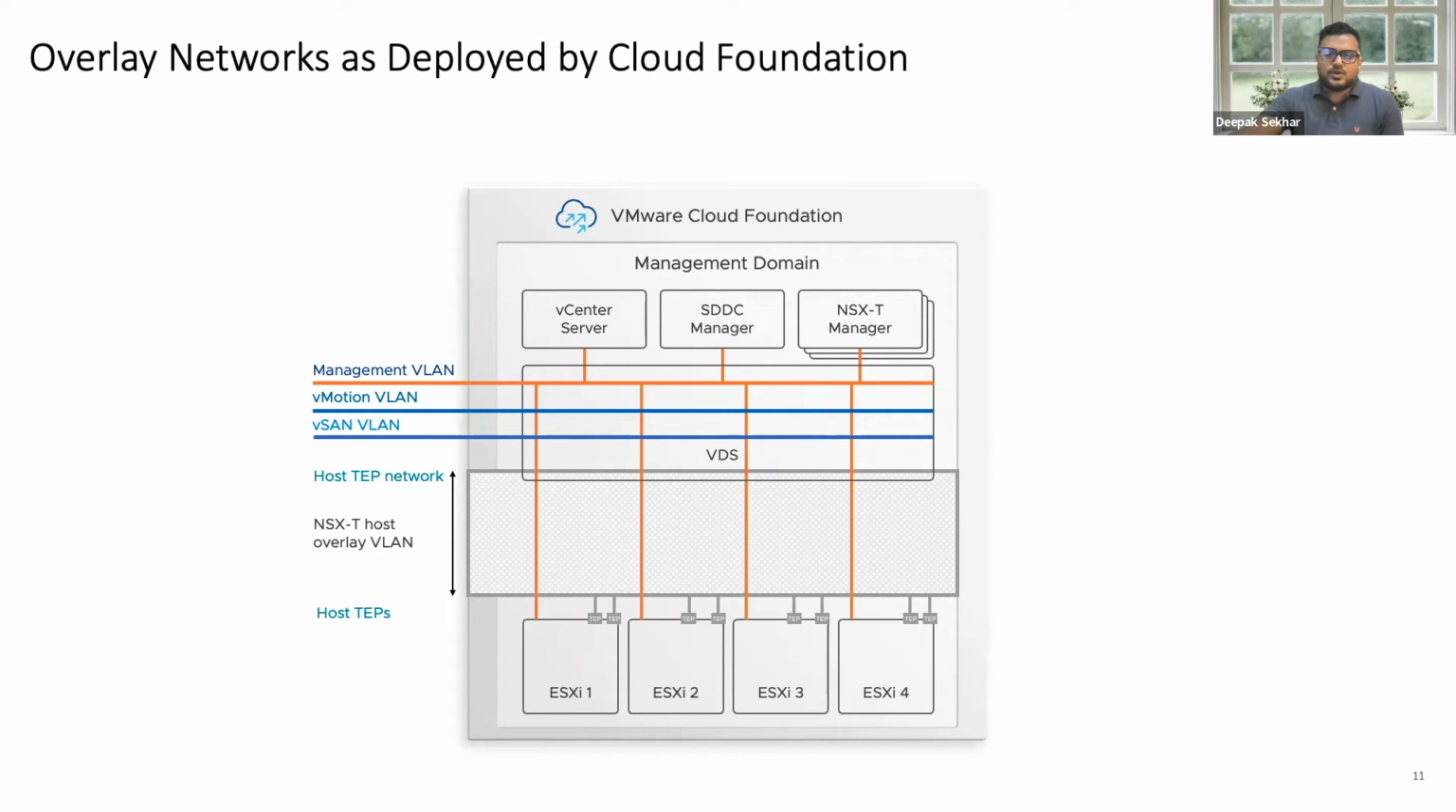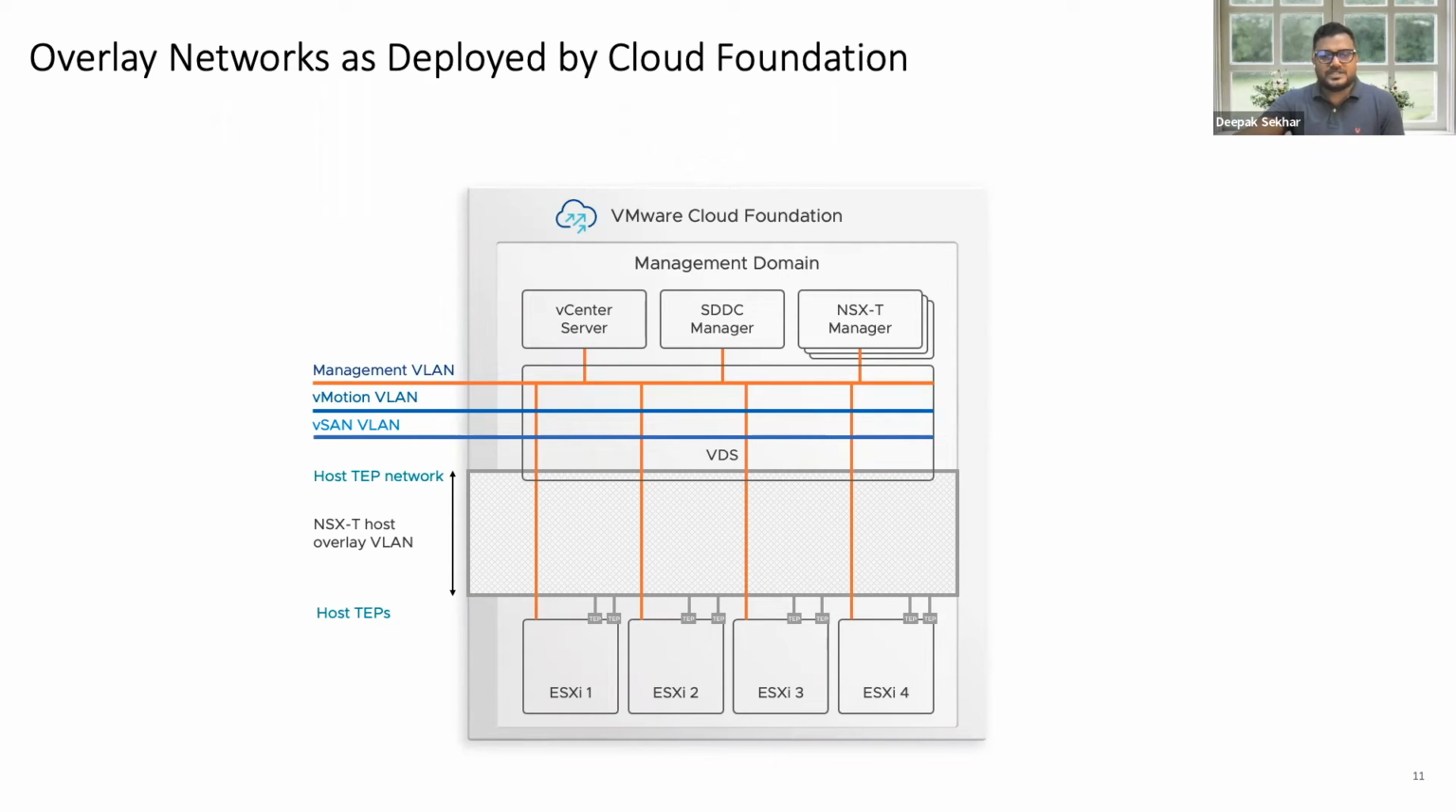Cloud Foundation automates the deployment of NSX-T as part of the bring-up process. Cloud Foundation configures 4 VLANs in the management domain. A host TEP network is deployed, which is used to create an NSX-T overlay network. Let's take a closer look at the host overlay network and how it is used in a Cloud Foundation deployment.